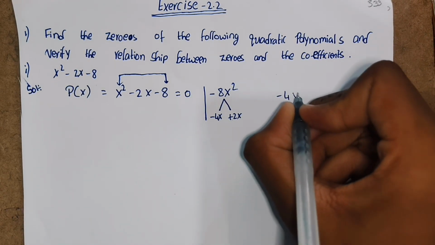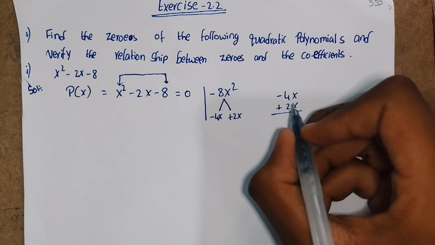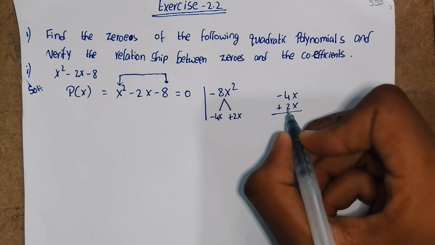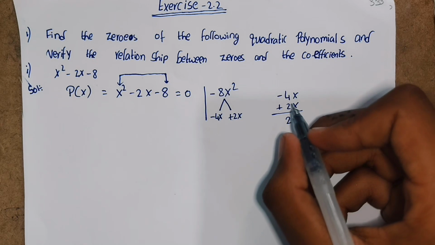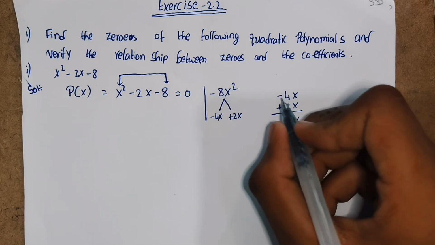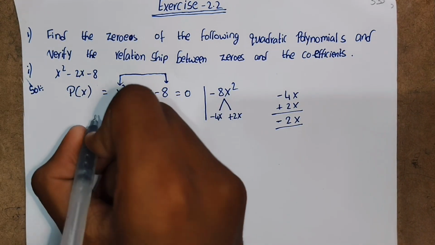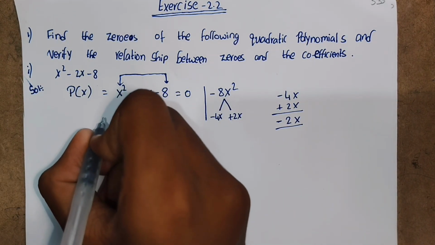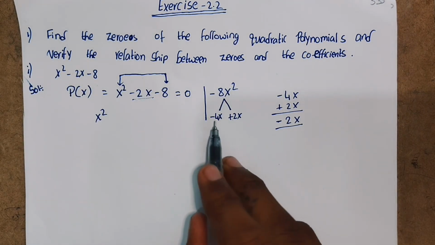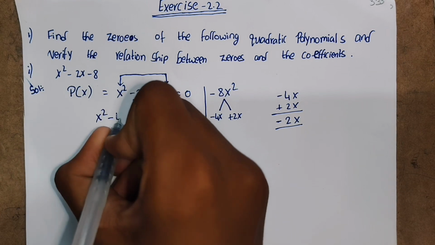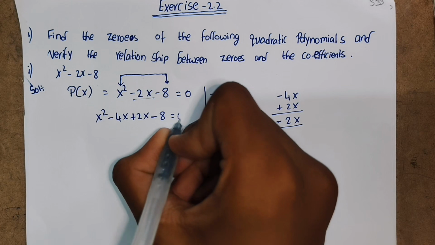Let's check. Minus 4x plus 2x. Subtracting 4x and 2x, we get 2x. For the bigger number, what symbol is there? Minus. So I am keeping minus 2x. We got minus 2x. So I am writing x square minus 2x can be written as x square minus 4x plus 2x minus 8 equals 0.